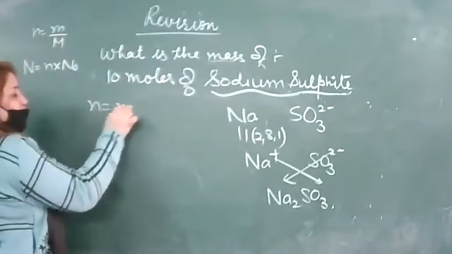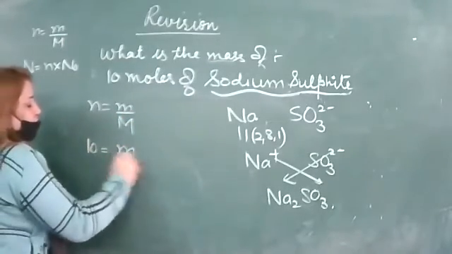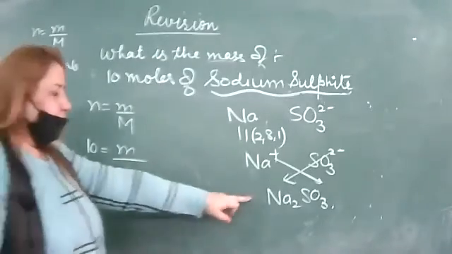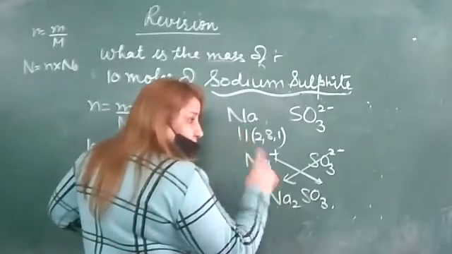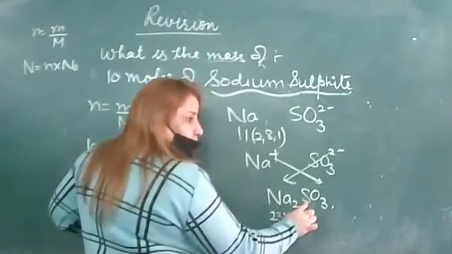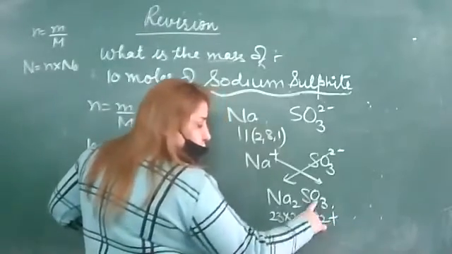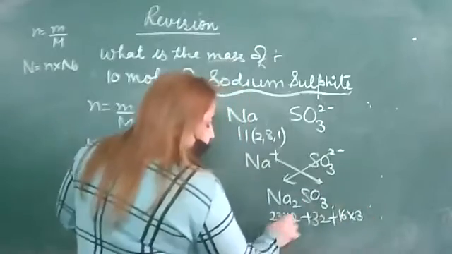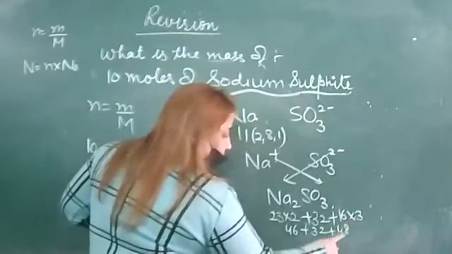Now they are saying 10 moles of sodium sulfite. So the formula we will use is small n is equal to small m upon capital M. 10 moles they had given. Small m we have to calculate. We will find capital M. How will we calculate? Mass number of sodium: atomic number is 11, mass number is 23. Plus sulfur, 16 is the atomic number, mass number is 32. Oxygen, 8 is the atomic number, mass number is 16 into 3. What is the total?